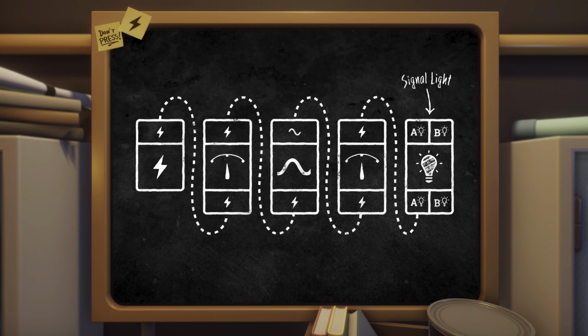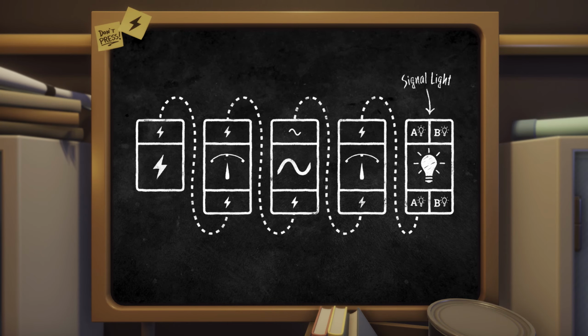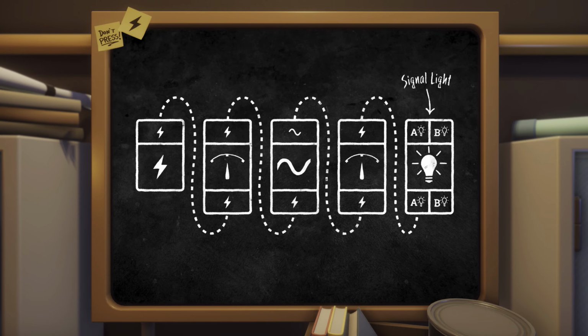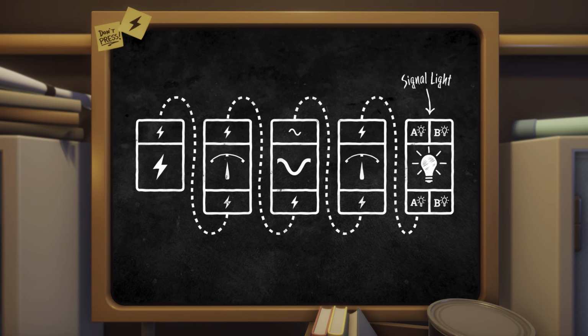The light will now grow brighter the stronger the signal. The signal light has two inputs, A and B. These represent the colour the light will shine and can be configured in the prop properties. The outputs just pass the value on.